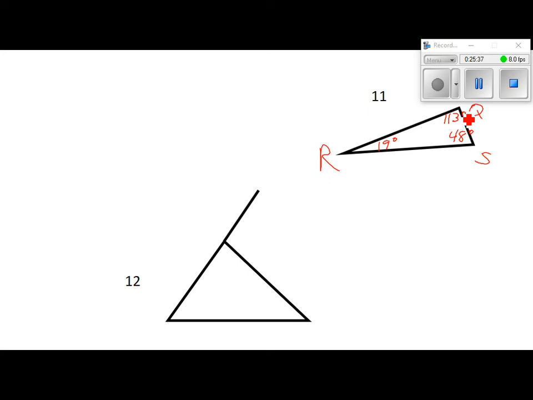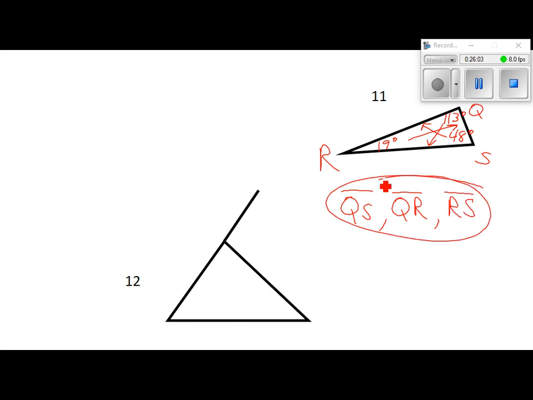What's the shortest side in this triangle? QS, because it's across from the smallest angle. So QS, shortest. What's the next shortest? Across from the 48-degree angle. QR. And then that's an obtuse angle, so it's always got to be across from the longest side. What's it? Segment RS. Make sure you're using your symbols, 2 letters to name those.